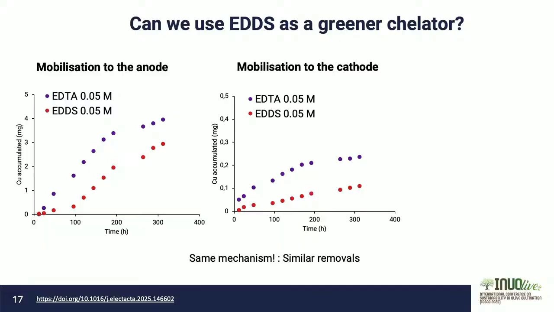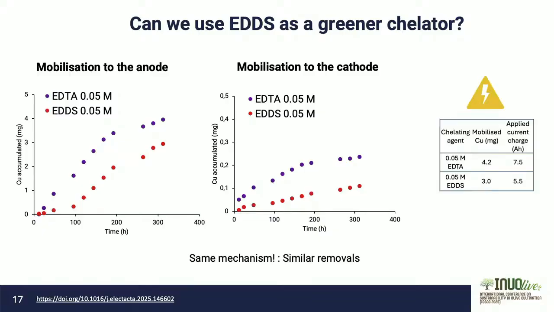One of the drawbacks of using EDTA is that it's persistent, and it can create a problem in the environment. So we tested a biodegradable chelator, which is EDDS. It has a similar structure. The main advantage is biodegradation. So we tested it, and we found similar results. They were not as good as EDTA, but they were similar.